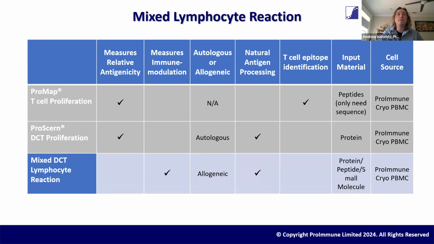And so the last assay I have to talk about this afternoon is our mixed DC-T lymphocyte reaction. Our MLR assay is a really nice way of looking at immune modulation. It's a little bit different in terms of the data that you get back. Rather than measuring relative antigenicity of a protein, now you're able to look at the effects on the actual immune modulation that it might have. This uses a similar monocyte-derived dendritic cell, but instead of incubating it with autologous PBMCs, we would incubate it with allogeneic PBMCs from a different donor. That gives you the mixed lymphocyte condition in the name.